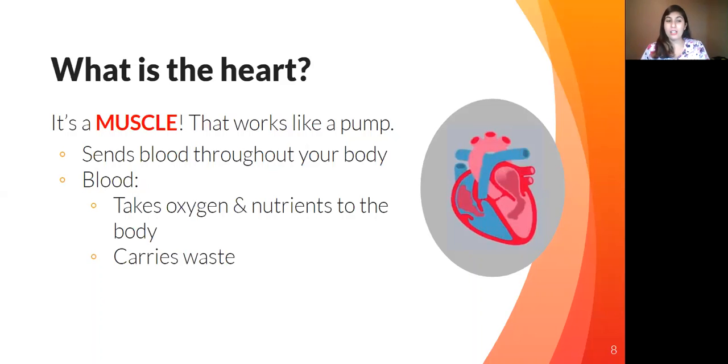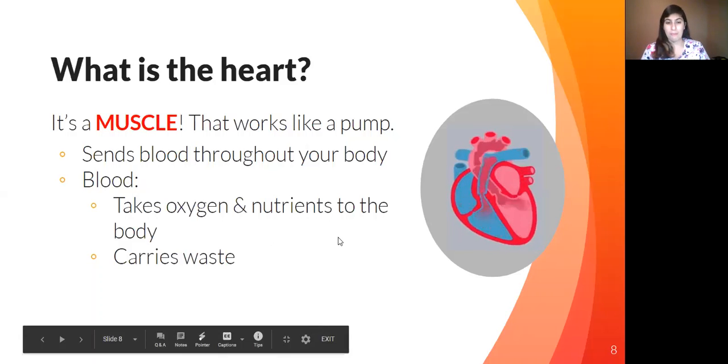After it gets oxygen, it'll go into the left side of your heart, and then that will distribute it to the rest of your body. So that blue side on the left means that that blood has oxygen. And so that blood is going to go to the rest of your body and give everyone oxygen and nutrients and everything else it needs to function.